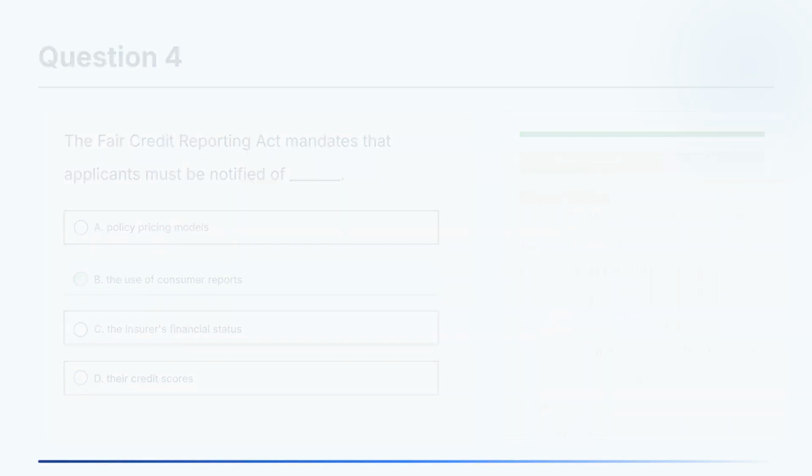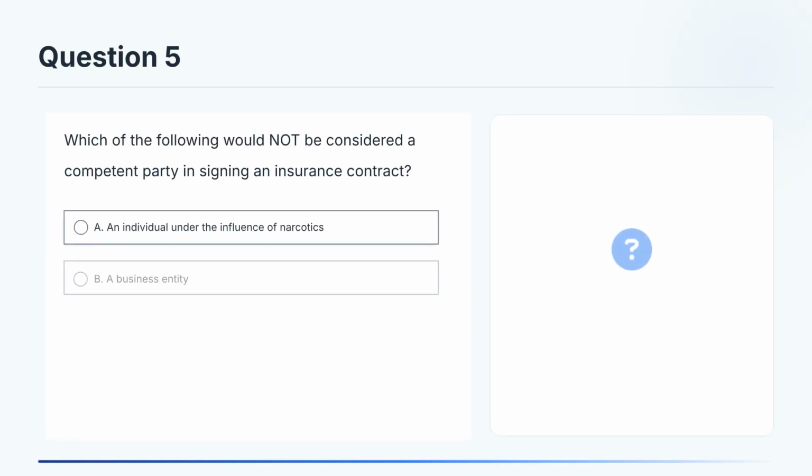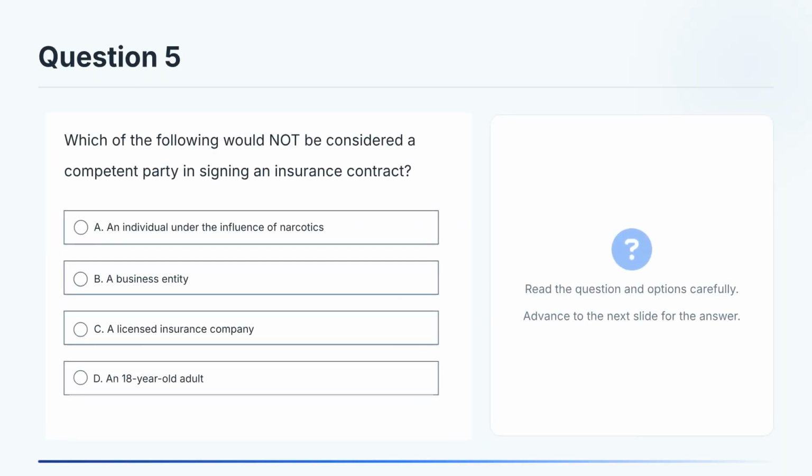Question 5. Which of the following would not be considered a competent party in signing an insurance contract? A. An individual under the influence of narcotics. B. A business entity. C. A licensed insurance company. D. An 18-year-old adult.